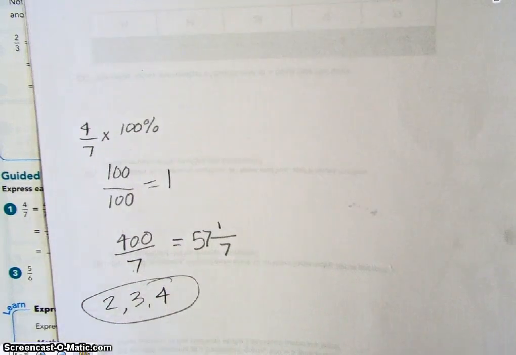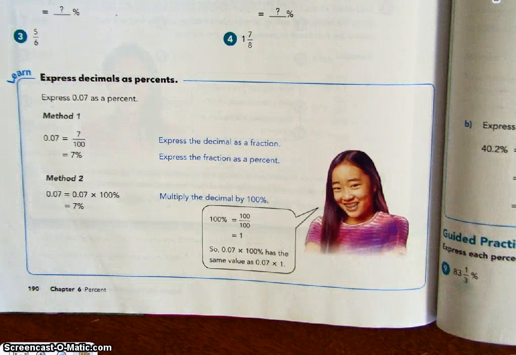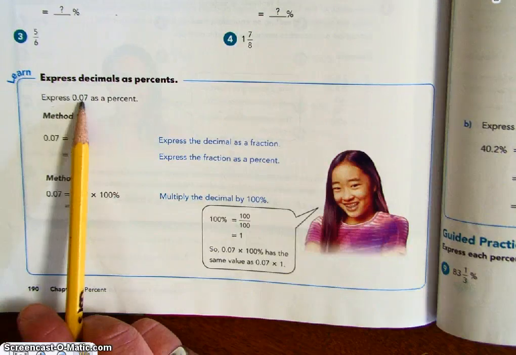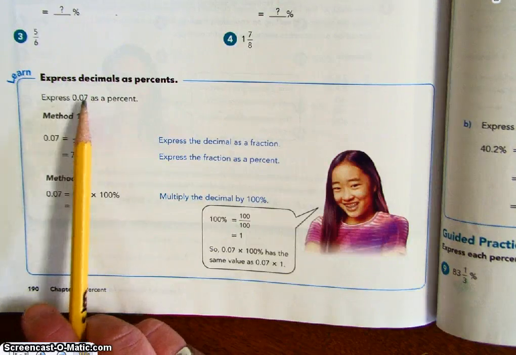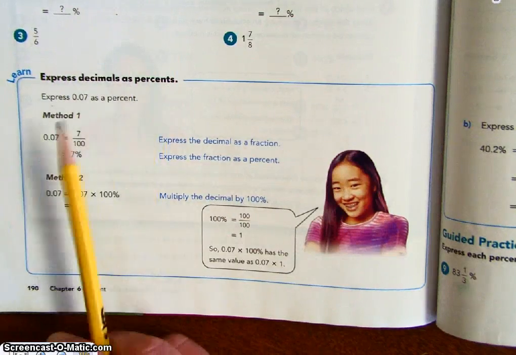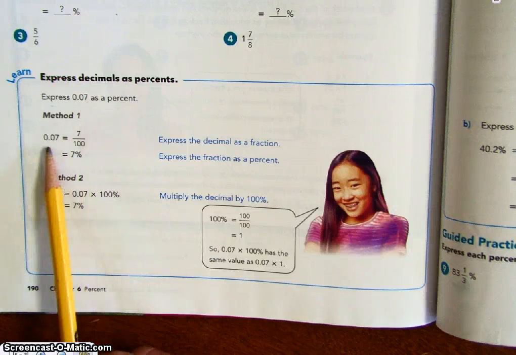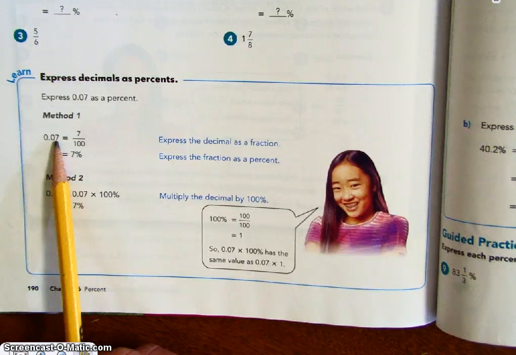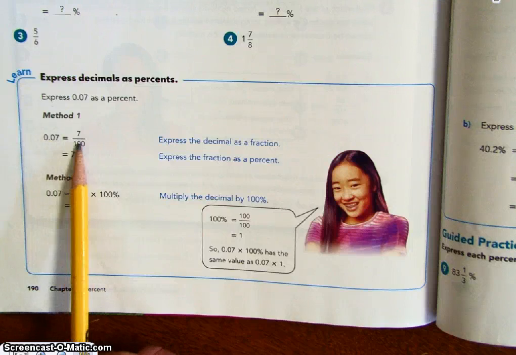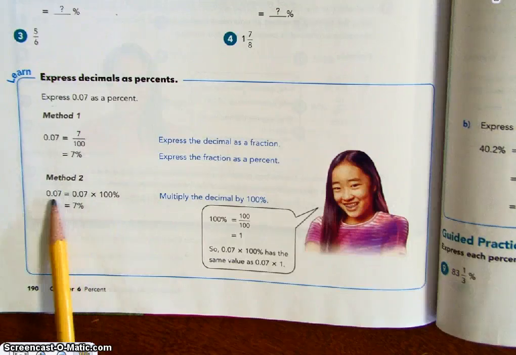And now we're saying let's express decimals as percent. So instead of taking fractions and mixed numbers into a percent, we're doing decimals as percents. Express 0.07 as a percent. We have 0.07, and if we put that over 100, our method 1 here, it's just 7%. Or you could do your method 2, where we say here is 0.07 times 100, which would move our decimal place over 2, and it would make 7%.